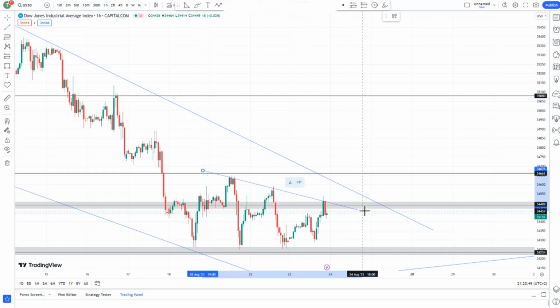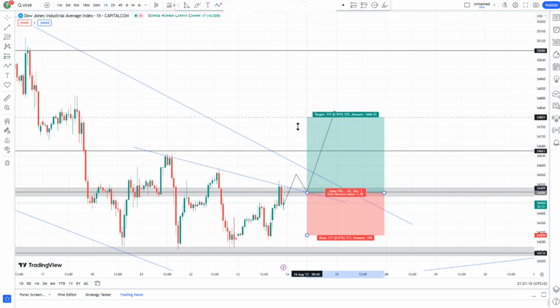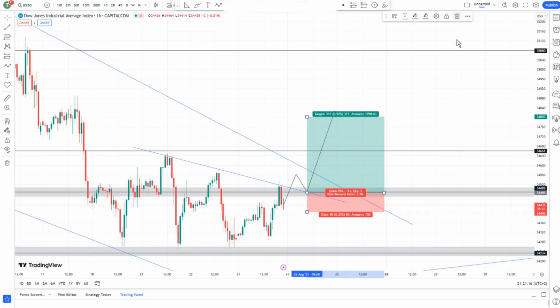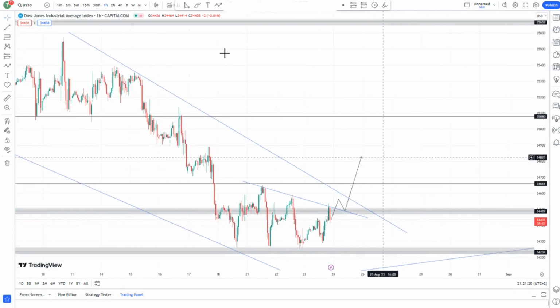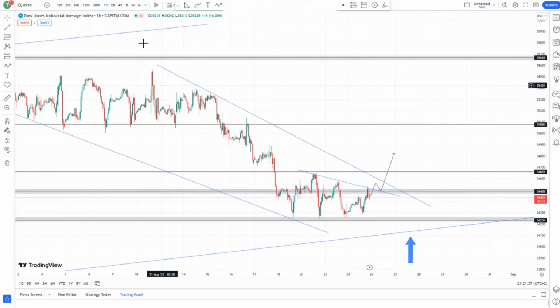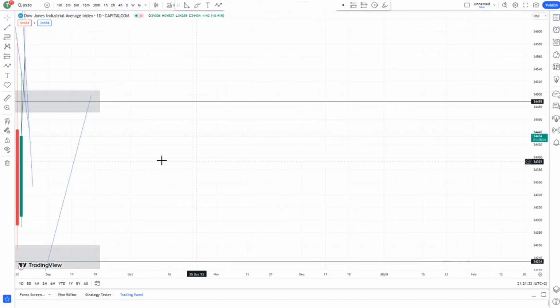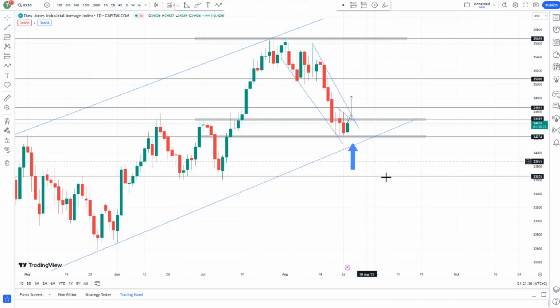I do see that price is creating lower highs. If price breaks this trend line on the retest, then I could be anticipating buys. But I do think that price might actually push towards the downside so that it can test this support level on the daily time frame. Because as you can see, price hasn't really touched this support level.